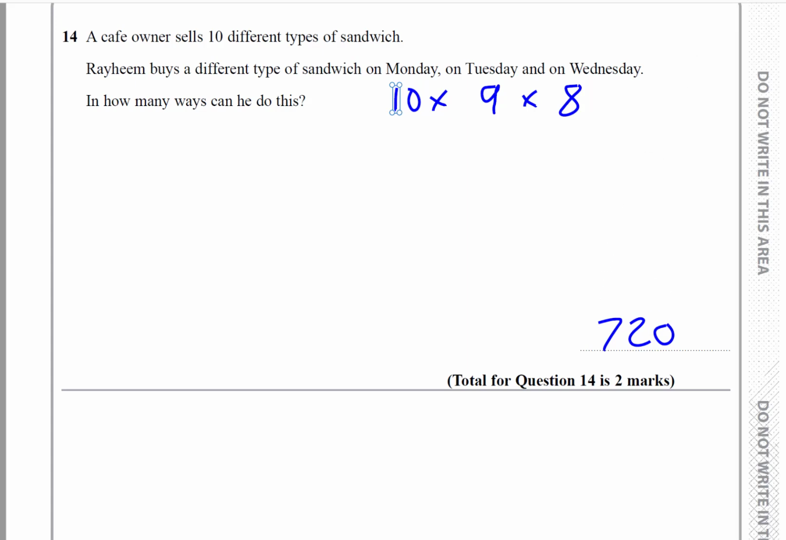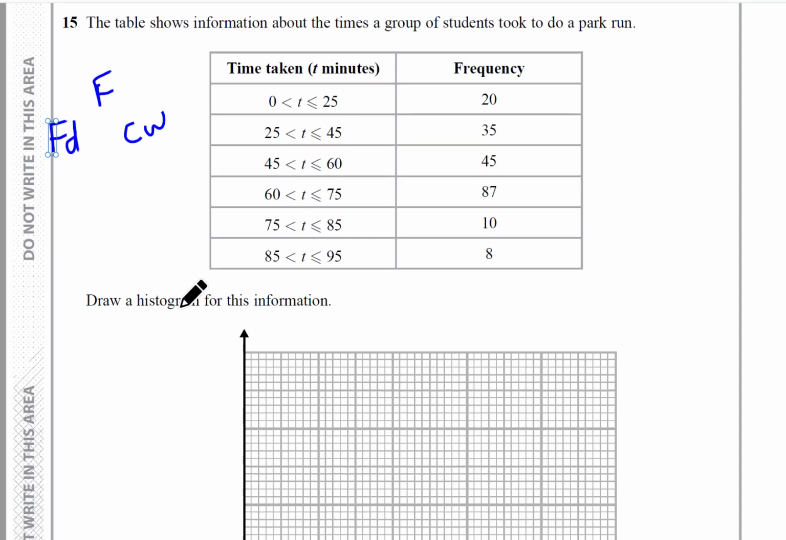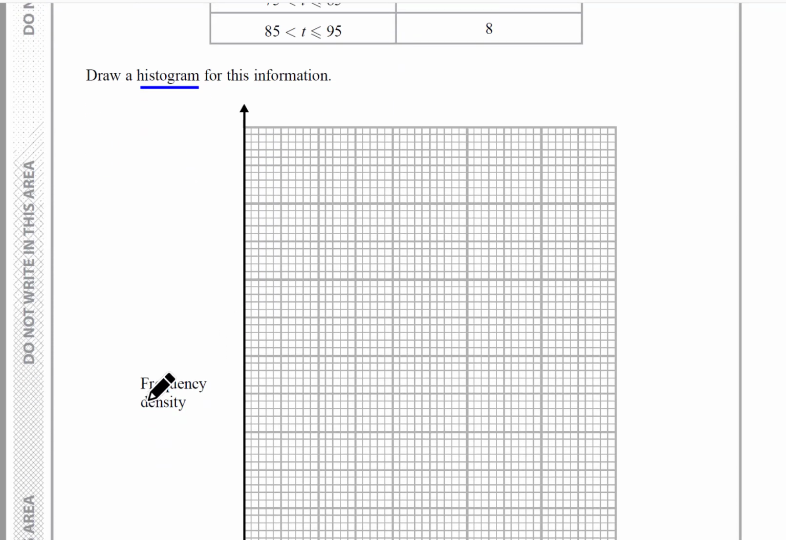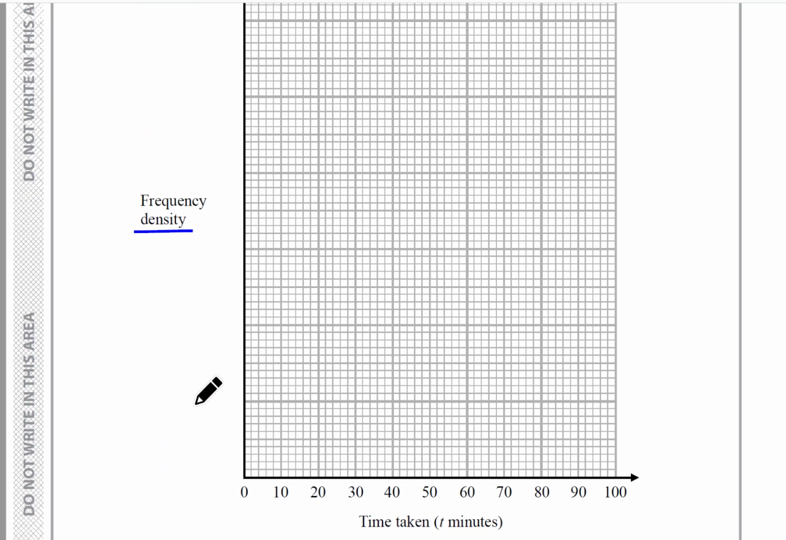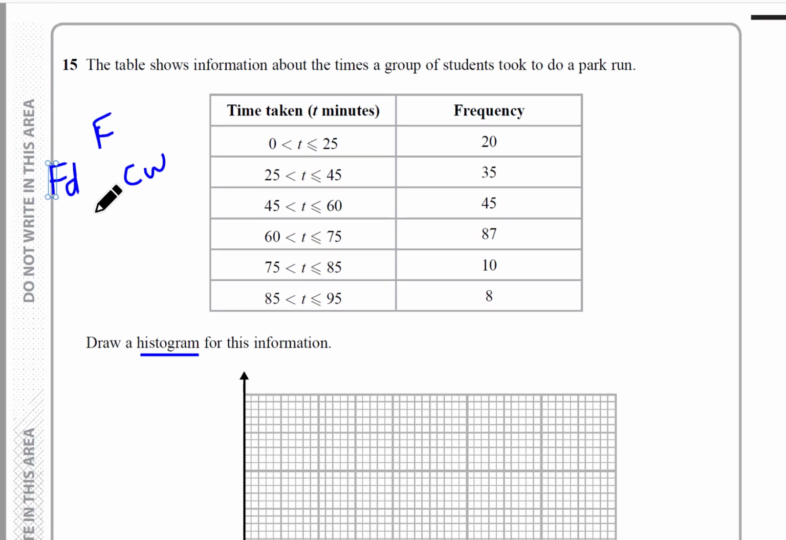That is lovely. So this is a nice histogram question, and it looks like you have to draw the histogram, with frequency density on the side against time taken. You've got a time, so we have to find the frequency density. If you remember the triangle here, frequency density equals the frequency divided by the class width. So the frequency is 20 here, so that would be 20 divided by 25.